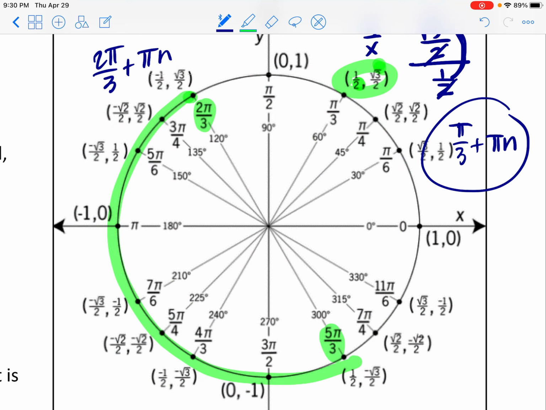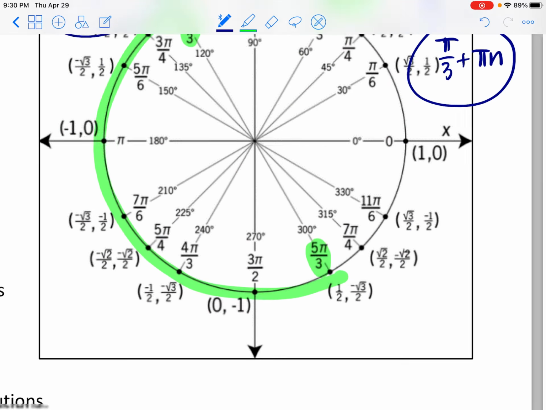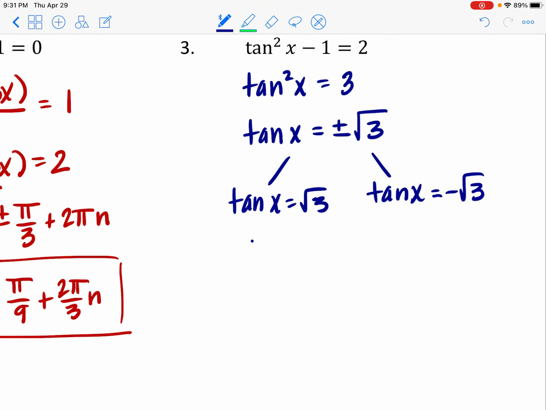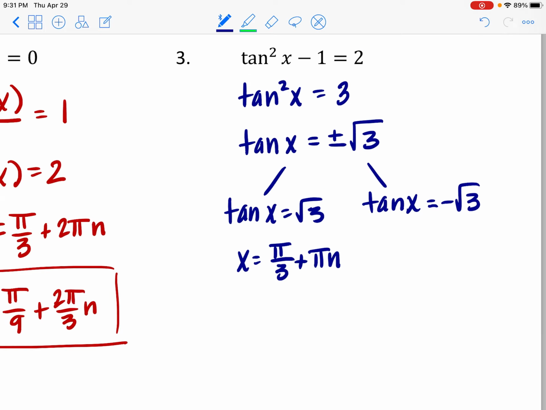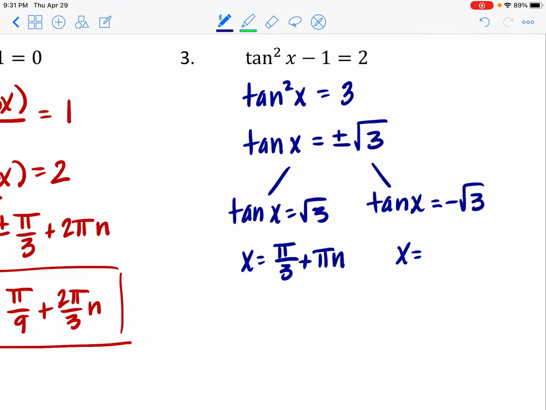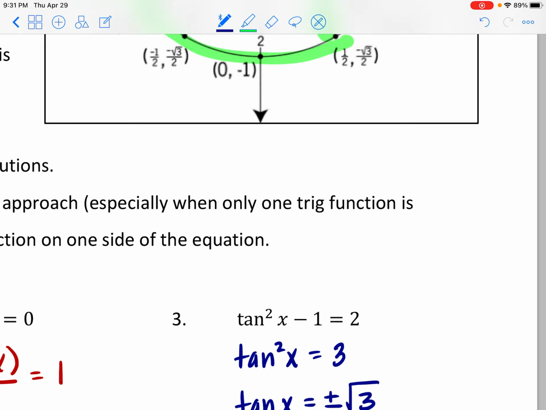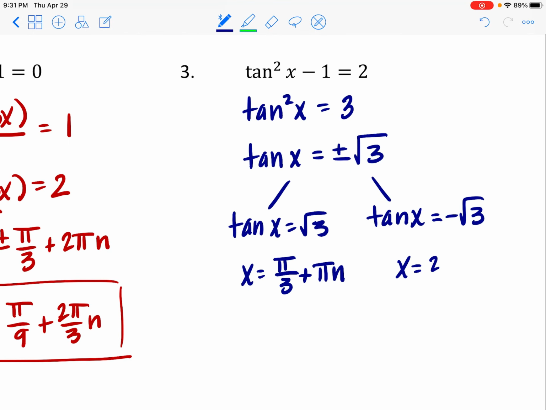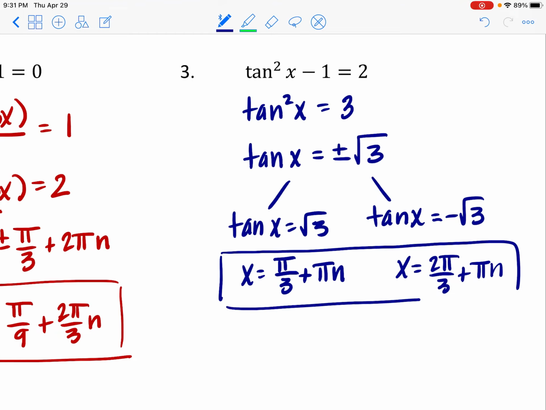So this is where it was positive, and this is where it was negative. So positive, x was going to be pi over 3 plus pi n number of times, and it was negative at, I already forgot, 2 pi over 3, and again, every 180 degrees, or every pi radians, n number of times. So we have another two more infinite sets of solutions for this one.